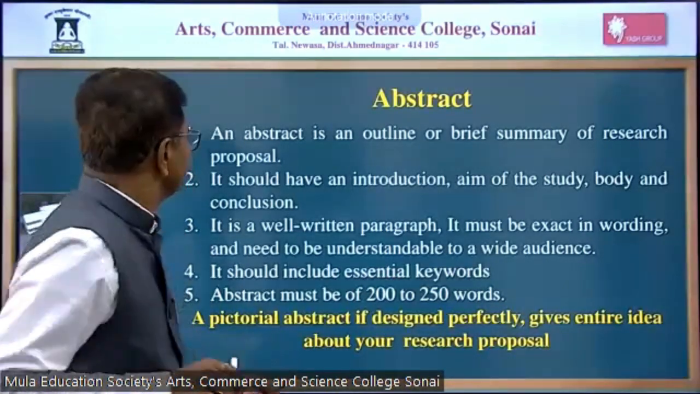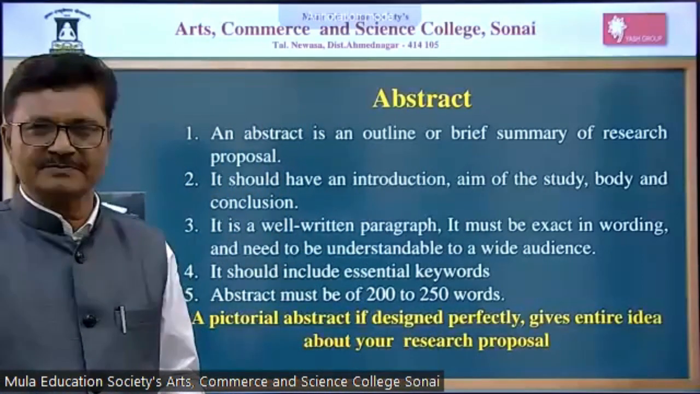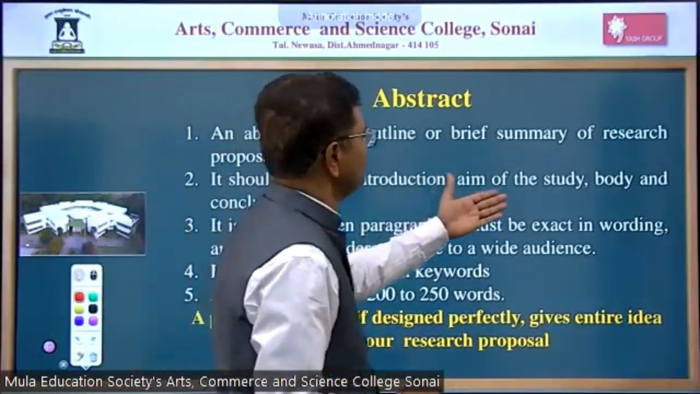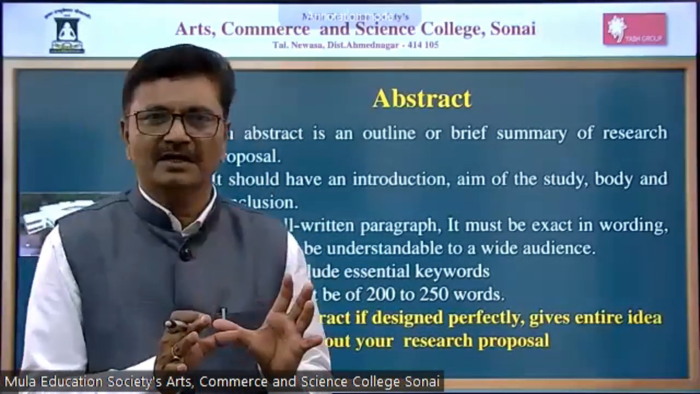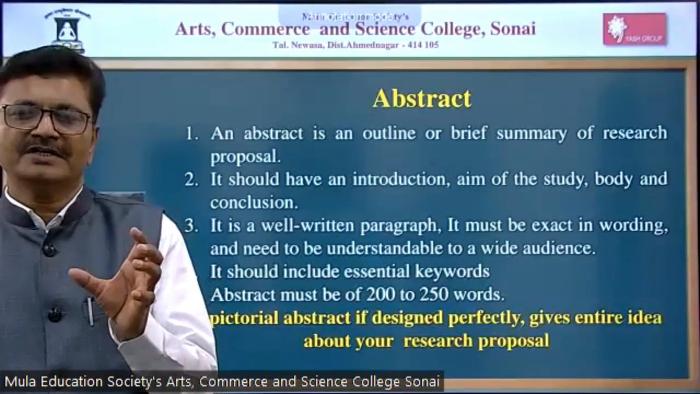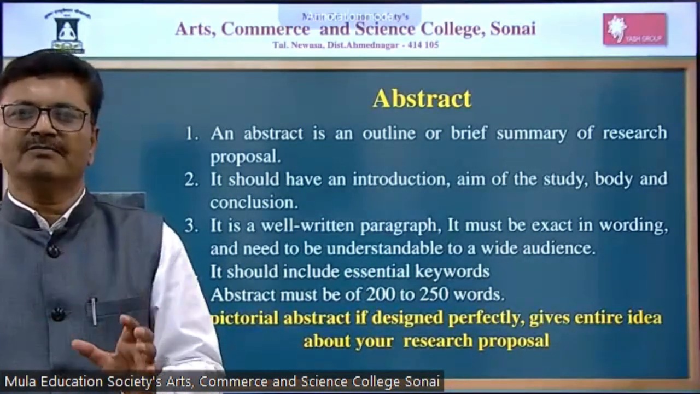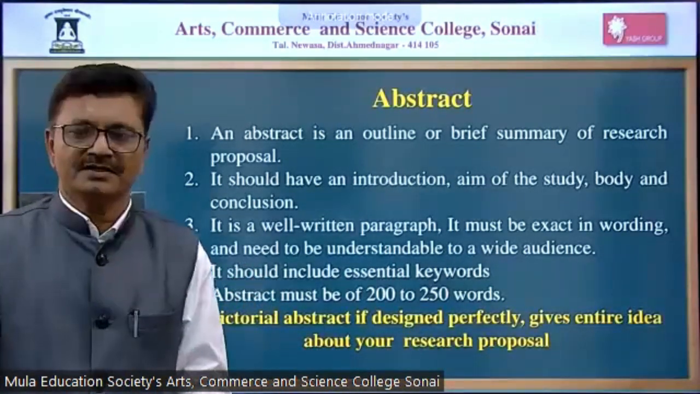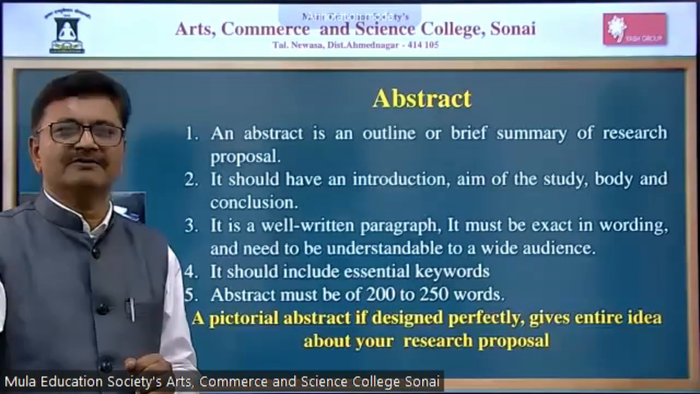So what is there in this? An abstract is an outline or brief summary of the research proposal. You have to write a brief summary of your research proposal. It should have an introduction, aims of the study, body and conclusion. So main title उसमें क्या होगा? Introduction का थोड़ा part में आपको brief introduction देना है. Then what is the main aim of your study? And then you have to add some keywords. Based on keywords, you have to write the body of your abstract, and then finally what will be the expected conclusion. So this is the abstract, and that abstract should be given in brief, maximum 200 to 250 words में आपको लिखना होता है.